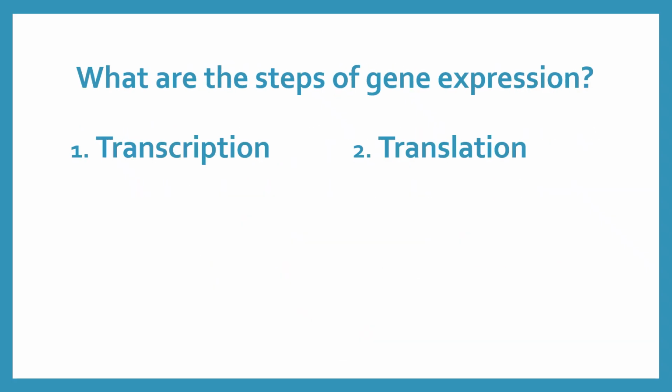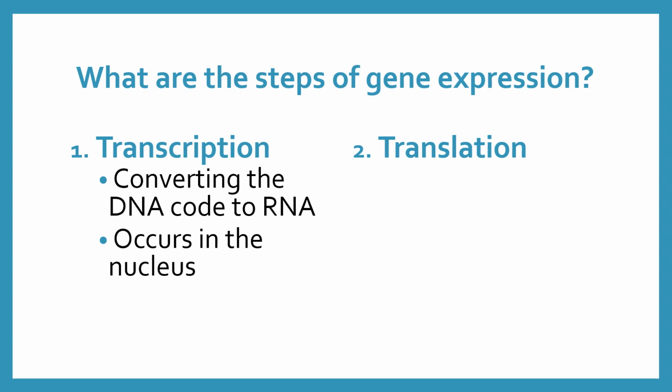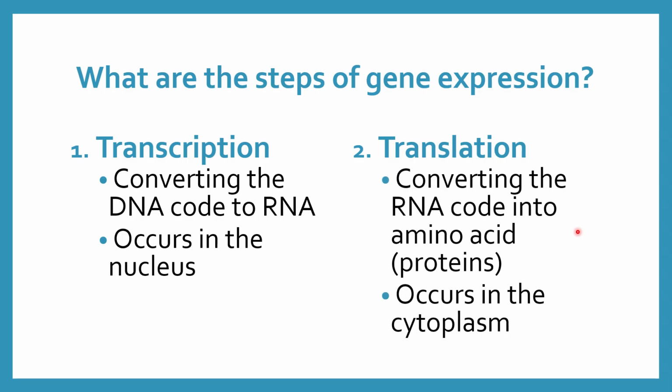So there's two steps to protein synthesis or gene expression: transcription and translation. Transcription is when we convert the DNA code to RNA, in particular mRNA. And this is going to happen in the nucleus because that's where we find our DNA. DNA doesn't leave the nucleus in a eukaryote. Then translation is taking that RNA code that we just copied and converting it into amino acids and creating the protein from those amino acids. And this is going to occur in the cytoplasm where we find our ribosomes.